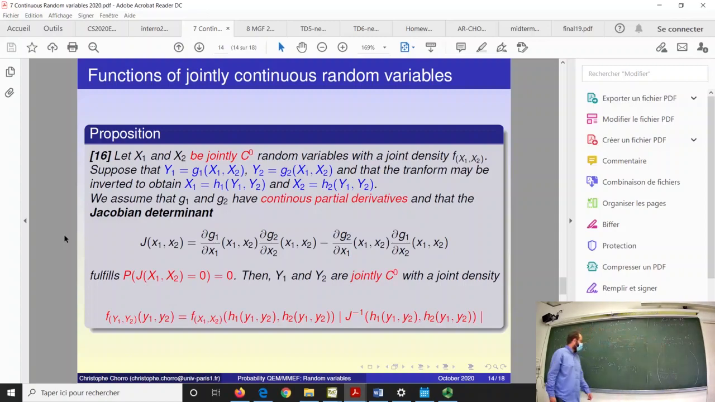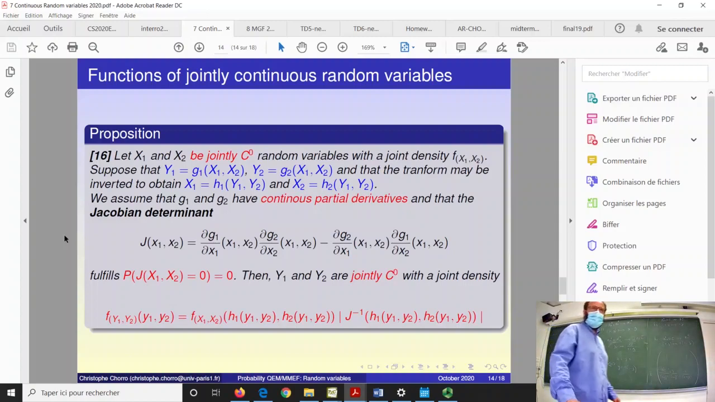It's the derivative of j2 with respect to x. Let's compute the derivative of j2 with respect to y. U prime is 0, times v, minus u v prime over v squared. This one. Okay? So you have here the matrix of the partial derivatives.